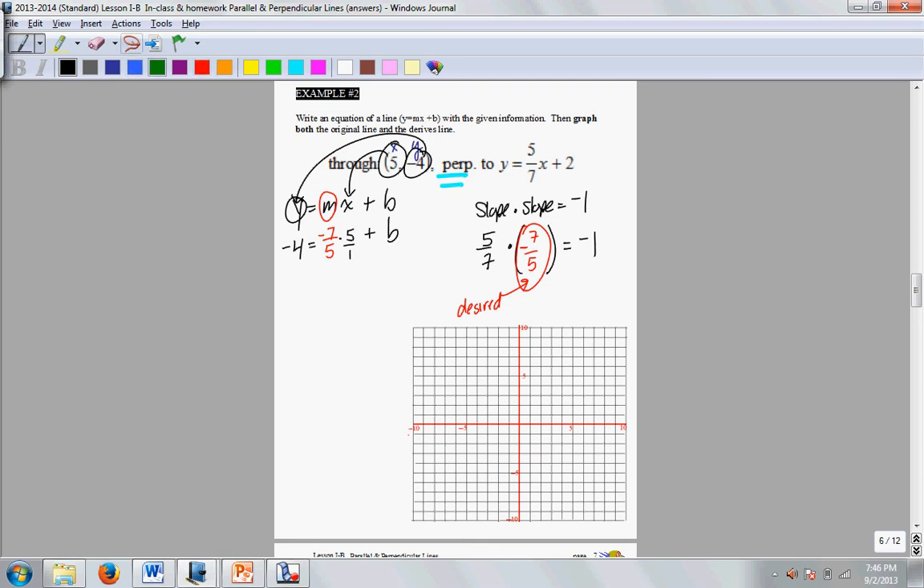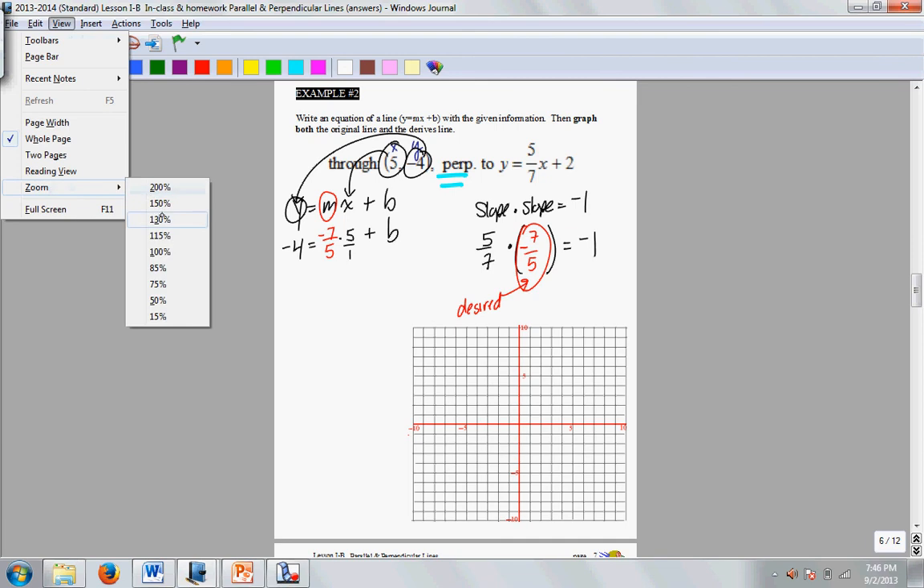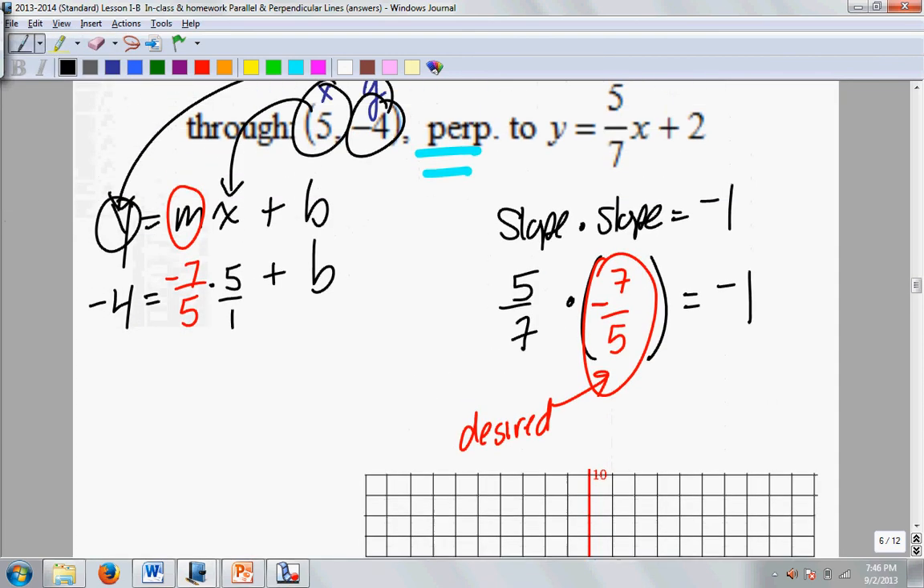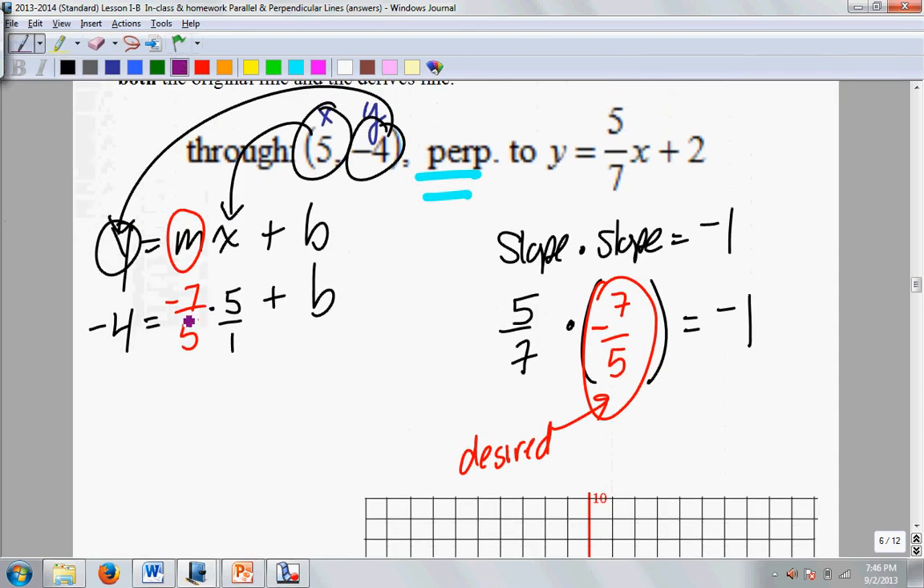Ready? Let's do this together. I'm going to bring this close so you can follow the algebra. Here, the 5 in the denominator and the 5 in the numerator cancel. We end up with -4 equals -7 plus b. We add 7 both sides. And in this case, our b equals -4 plus 7 is +3.